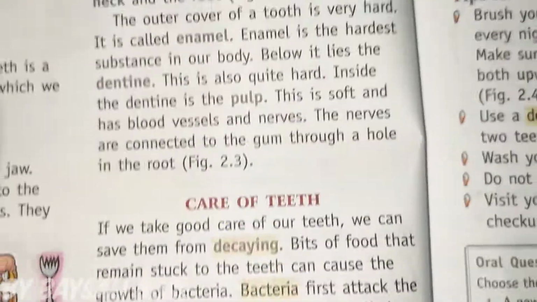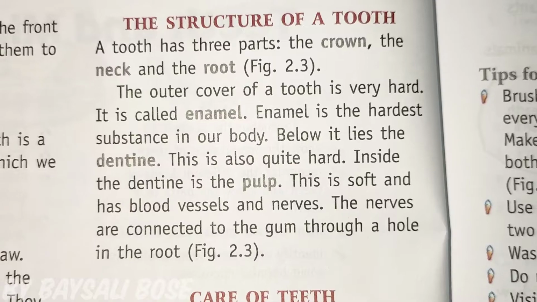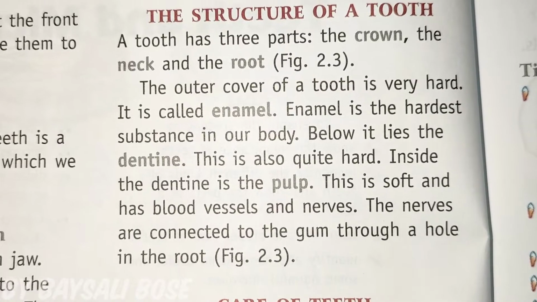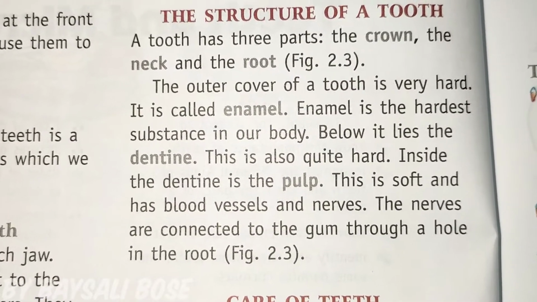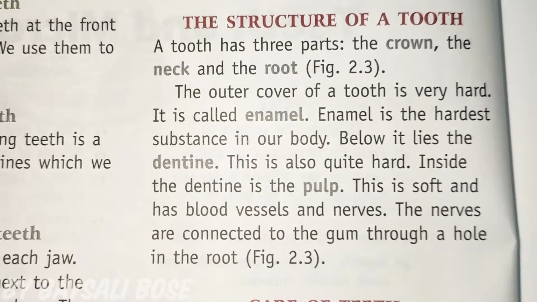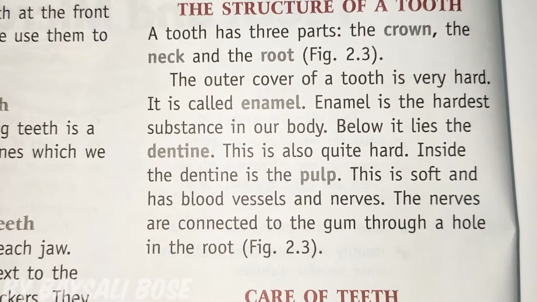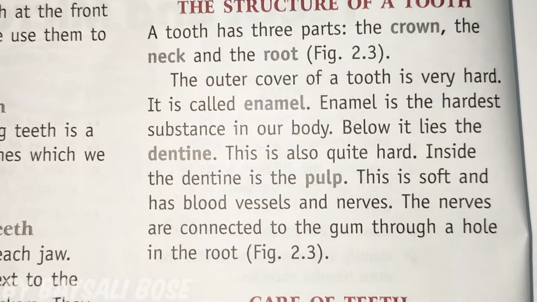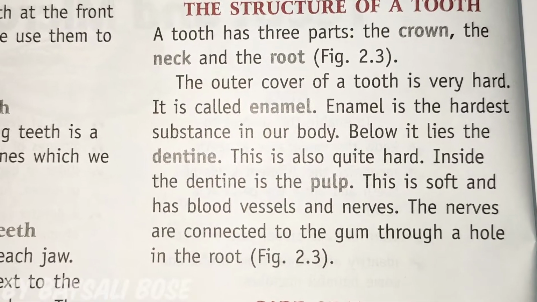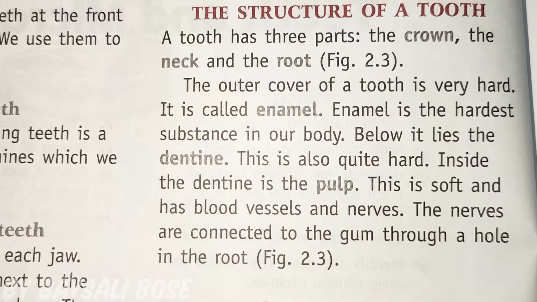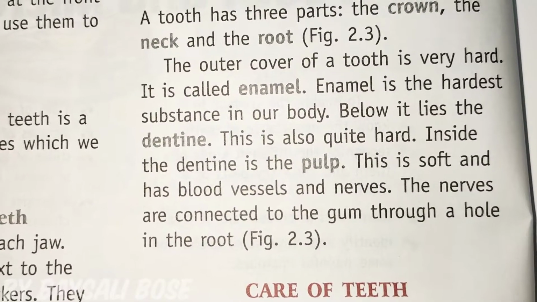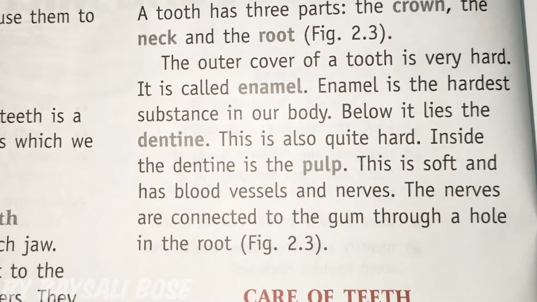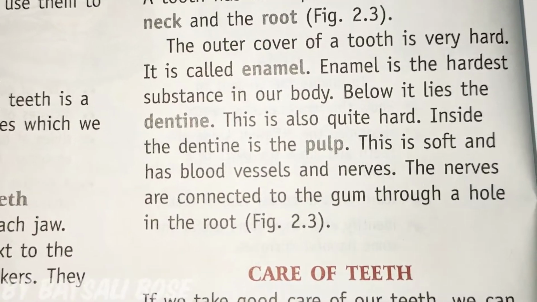So next, the outer cover of a tooth is very hard. It is called enamel. Enamel is the hardest substance in our body. You have to remember this, that enamel, which is on your teeth, is the hardest substance in your body. Below it lies the dentine. This is also quite hard. Inside the dentine is the pulp. This is very soft and has blood vessels and nerves. The nerves are connected to the gum through a hole in the root. So how are the nerves connected to the gum? By a hole in the root.